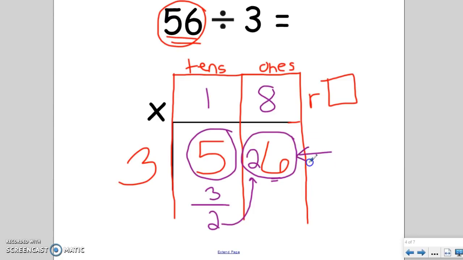So this was my target. Underneath my target, I need to know where I land when I use that 8 arrow. 8 times 3 is 24. So my target was 26. I actually landed at 24.